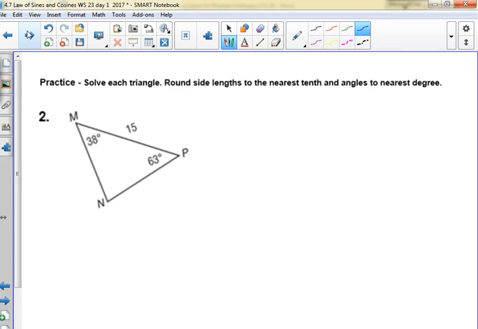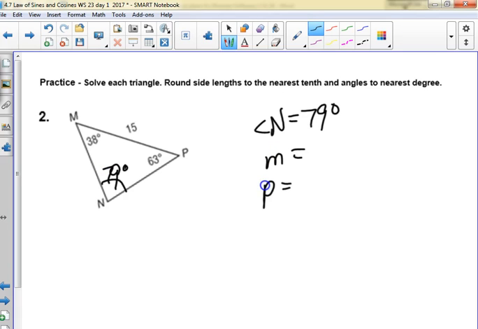Can I skip number 2? Yes, because it's the same, right? You can't start until you find this angle, right? Because nothing else is known across from each other. This is called an angle side angle situation. But if we do 180 minus 63 and 38, this is 79 degrees. So then we could find side M and side P, same way as we did the last ones, right? Can I skip that one, guys? Anybody need to see another one?